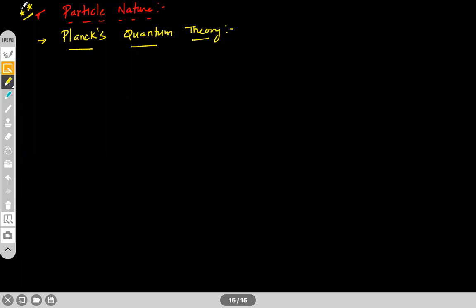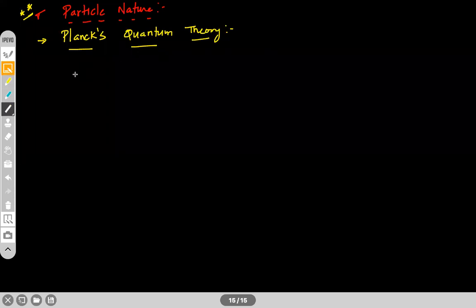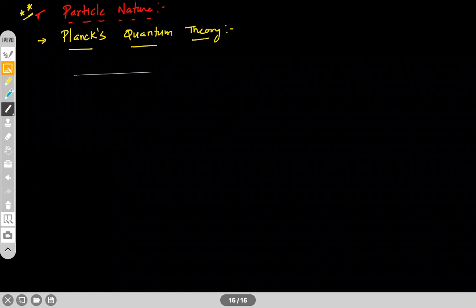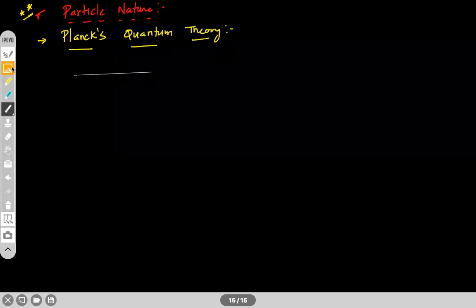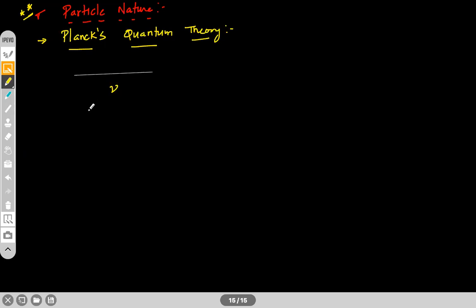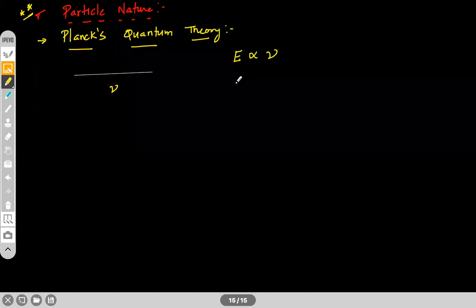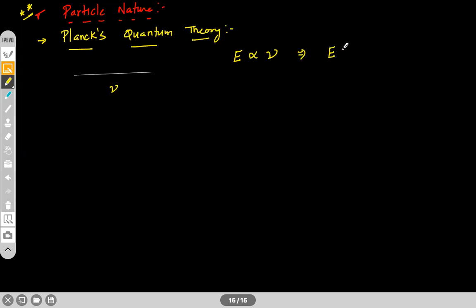Now, let's try to understand this. Suppose we have a radiation, any radiation. We say this radiation is of frequency nu, for example. According to Planck's quantum theory, the energy associated with this radiation is E, directly proportional to nu. This is what is given in Planck's quantum theory. If you remove this proportionality sign, E equals a constant h times nu.